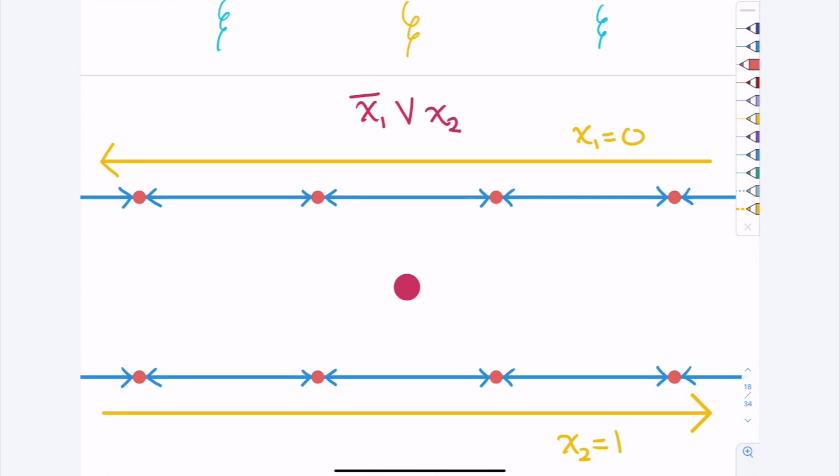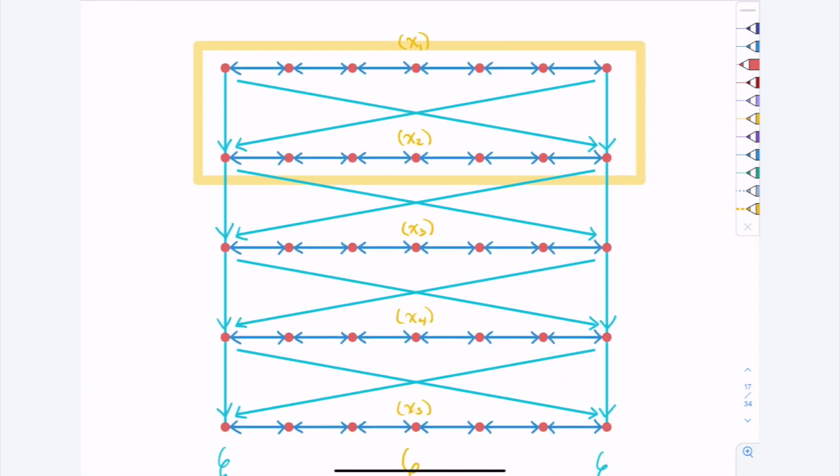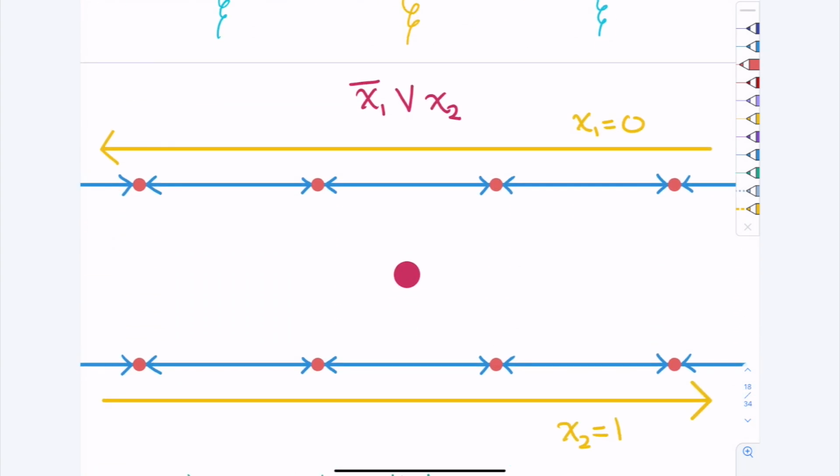Okay, so did I switch this? Okay, that's unfortunate. Let me, all right. x1 or not x2. This one means x1 is equal to 1. Not sure how that happened. Okay, so again, if I'm going from right to left, that's supposed to signify it being true. And if I'm going left to right, that's supposed to signify it being false.